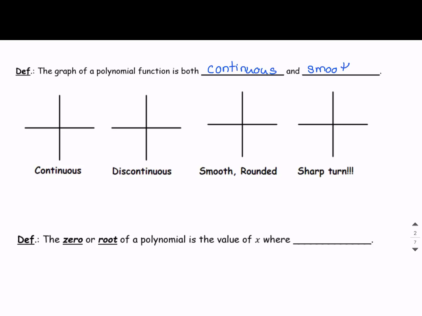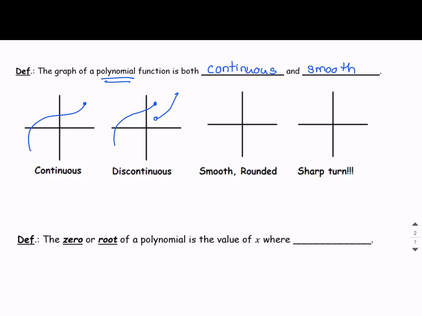That's it. Okay, so the graph of a polynomial function is both continuous and smooth. This is why we love polynomials. Polynomials are well-behaved curves. They are continuous, which means I can trace them without ever picking up my pen or pencil. For instance, it's connected the whole way from beginning to end. Okay, discontinuous could be that we have a dot here and a jump down here. This is discontinuous. I have to pick up my pen in order to draw the complete graph.